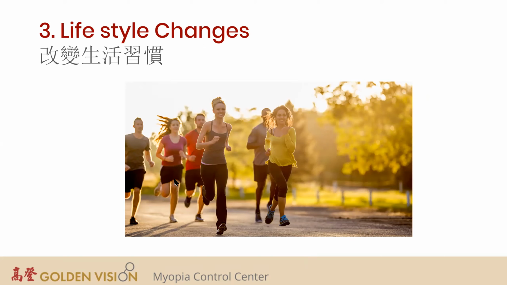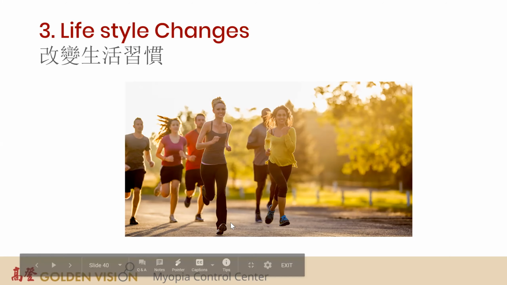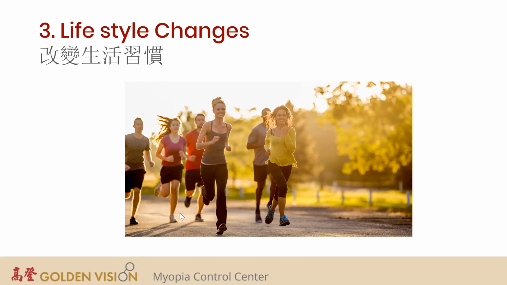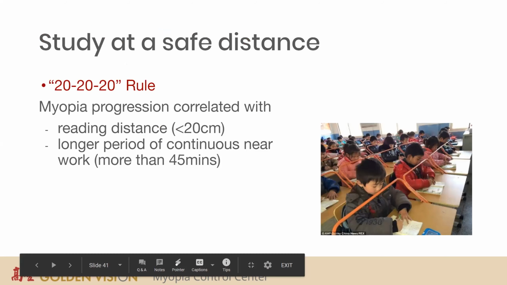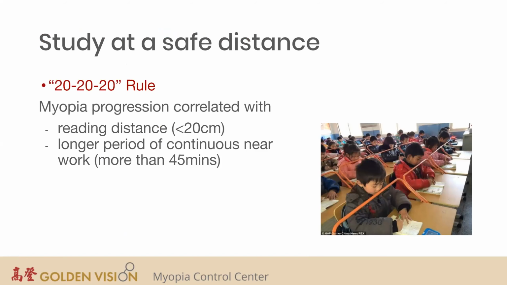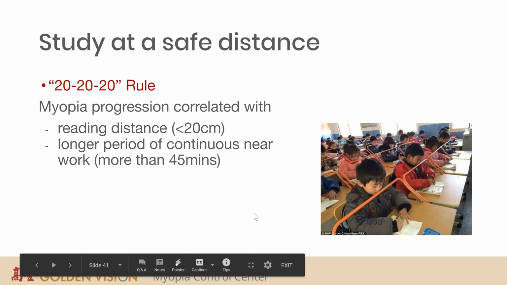Another way to slow down myopia is lifestyle changes, and Dr. Tsang explained this very well earlier, that we need to change our habits. We will encourage our children not to get too close to the screen, to have more outdoor exercise, and to apply the 20-20-20 rule so that you take breaks in between. Here's a very interesting picture. In China, the kids were getting too close when they read, so they put a bar there to prevent the kids from getting too close, to prevent the prescription from increasing so fast.